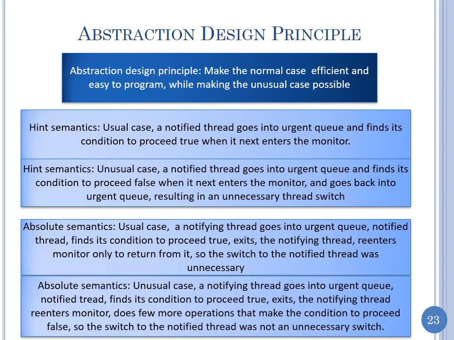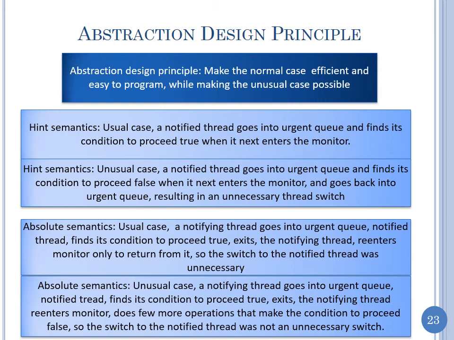But in the unusual case, absolute semantics would be better, because now we avoid the problem that we had with the unusual case in the hint semantics. We've made the condition to proceed false, so we've saved on the context switch that would occur with the hint semantics.